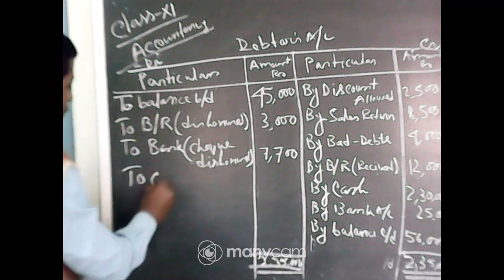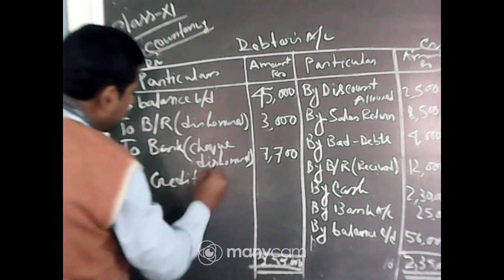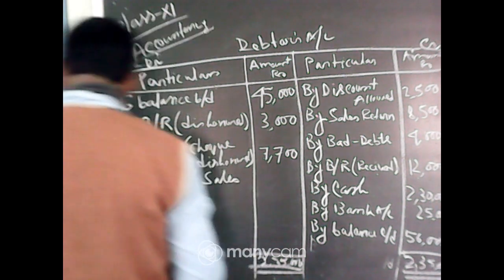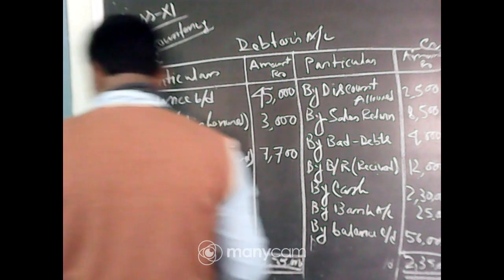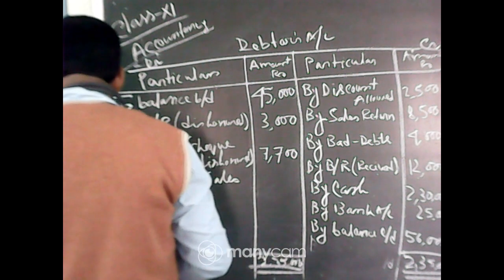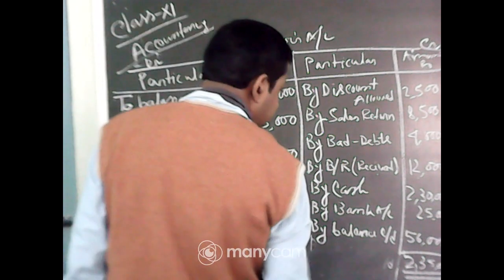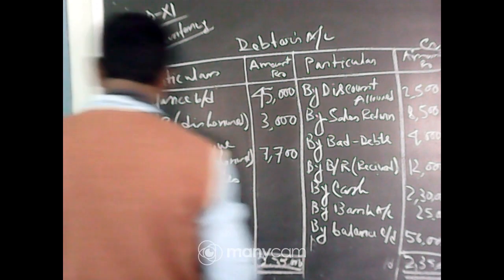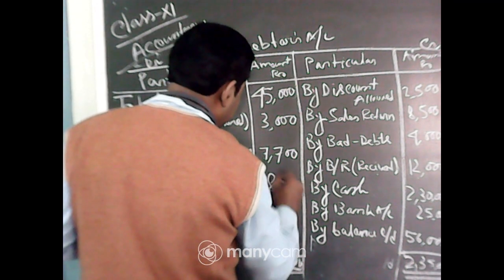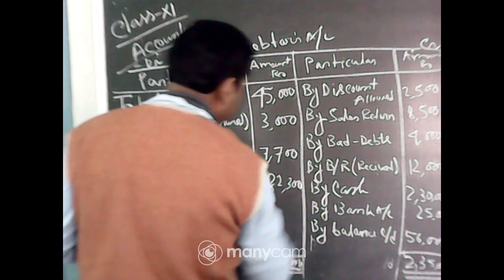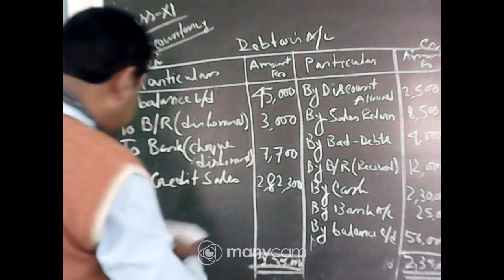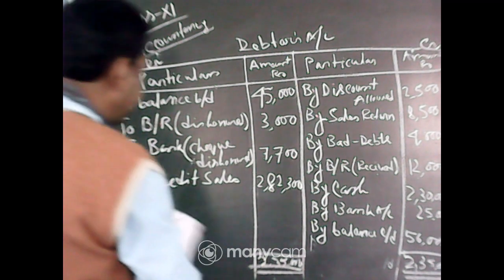That is the to credit sale. Because whenever we sell, what is the entry? Debtors account debit to sales. Okay. So to credit sale, what is the amount? From this 2,35,000 you have to deduct 25,000, 3,000 and 7,700. That is 2,82,300. Now the question asks not only credit sale, but what is the total sale?